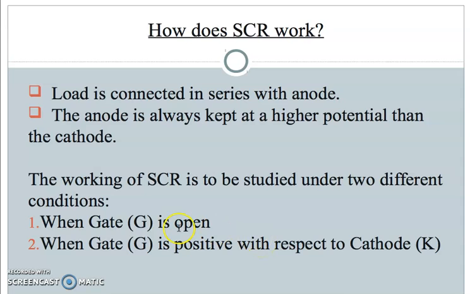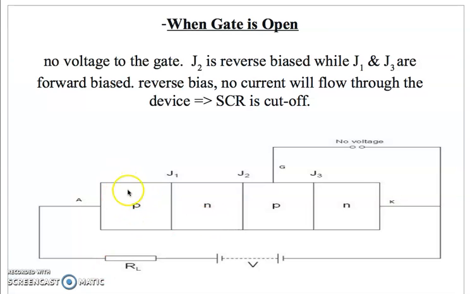In the first case, the gate is open, that is, without gate voltage, with gate voltage equal to 0. How the SCR works, we are going to see. This is our SCR, and the load is connected to the anode, and we have given the voltage V, which is going to forward bias this SCR. Anode is always connected positive with respect to cathode. And the case we are studying is that no voltage is applied to the gate, meaning the gate is open.